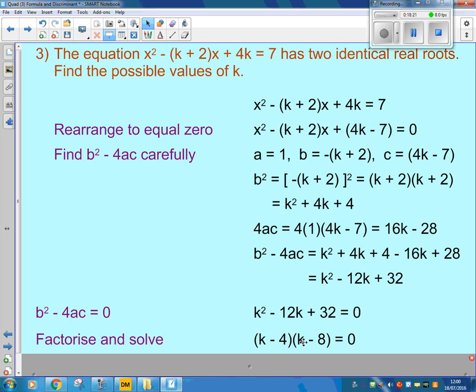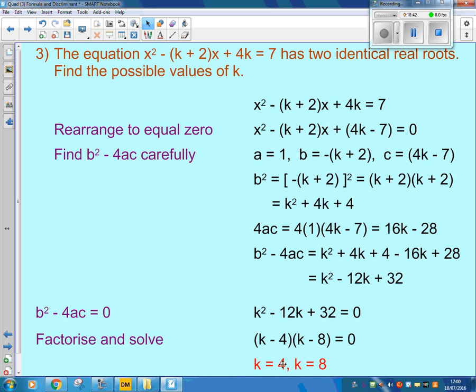And just check it, k squared minus 8k minus 4k is minus 12k, minus 4 times minus 8 is plus 32. So k minus 4 times k minus 8 is 0. That means either k minus 4 is 0, which gives you k as 4, or k minus 8 is 0, which gives you k as 8. So k is 4 or k is 8.